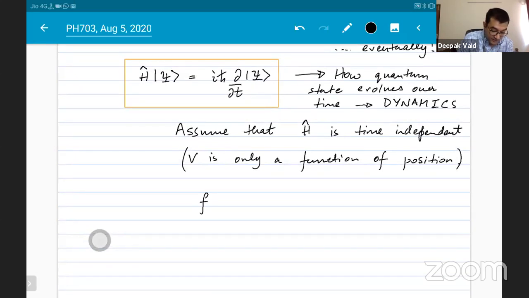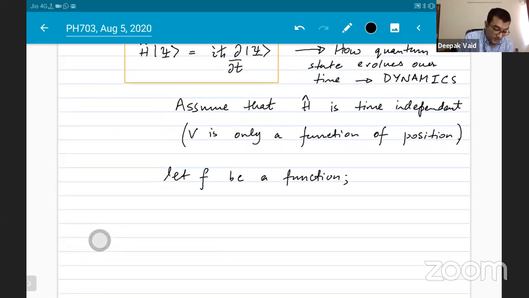Let's say that I have some function f. So let f be a function. And now let's see, we have some operator A which acts on this function. Okay. And it gives us i h bar df by dt. But now I don't need to write this partial, I can write it as a total derivative.